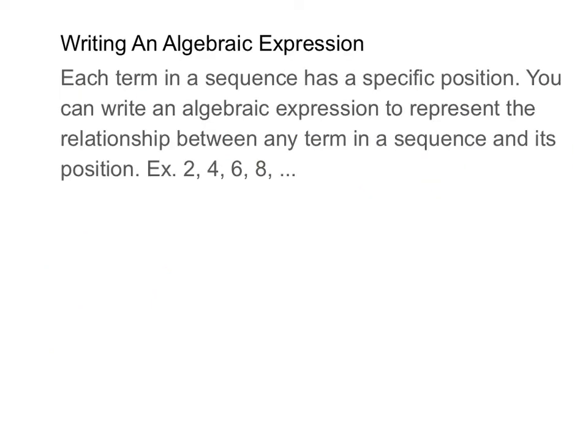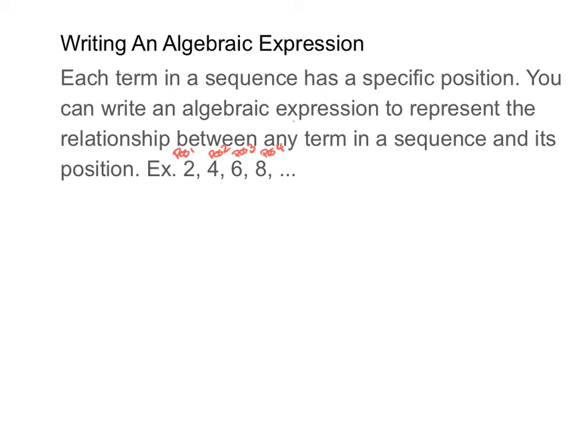Okay, so now we're going to learn how to write an algebraic expression. Each term in a sequence has a specific position. So we're going to call it maybe position 1, position 2, okay? You can write an algebraic expression to represent the relationship between any term in the sequence and its position. So for example, I have 2, 4, 6, 8, okay? So I'm going to say that this is position 1, position 2, position 3, position 4, okay?